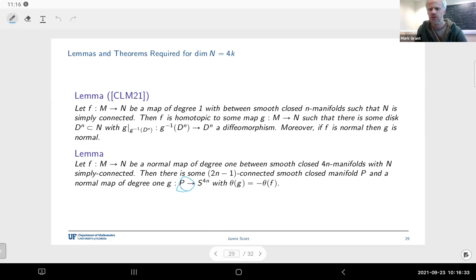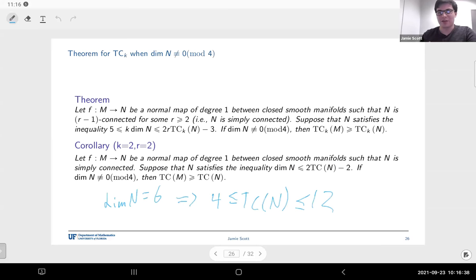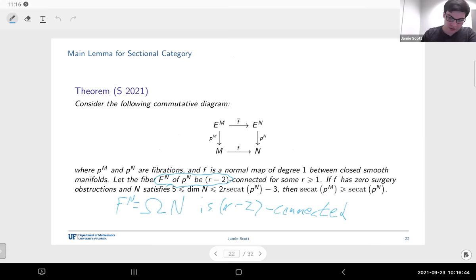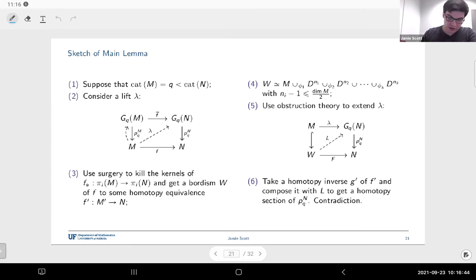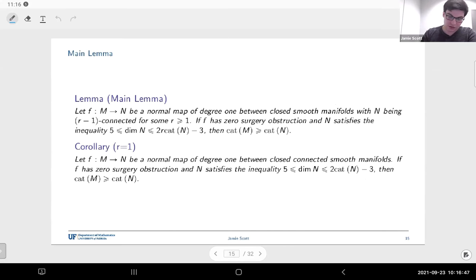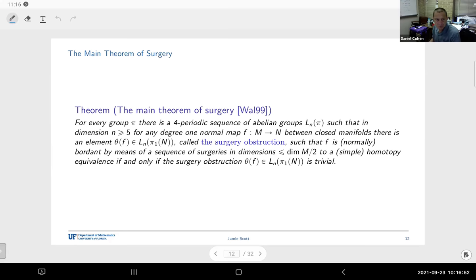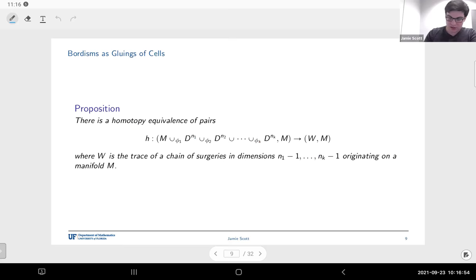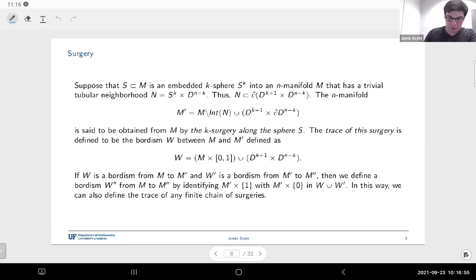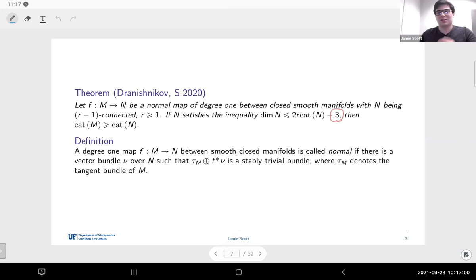I'm going to say that I am not an expert in surgery. I have a working knowledge of surgery, unfortunately. But I'll go back to the condition that, I guess the only slide I have on normality is the definition. So I guess you just have to check if it's stably trivial. Somebody that knows more about this probably would be able to give you a better answer.